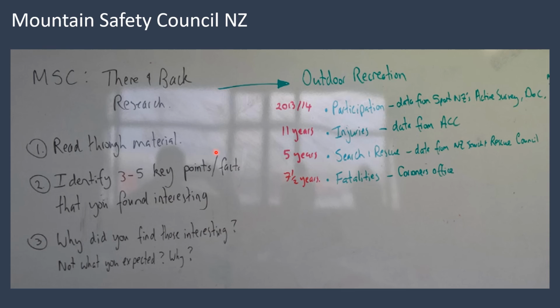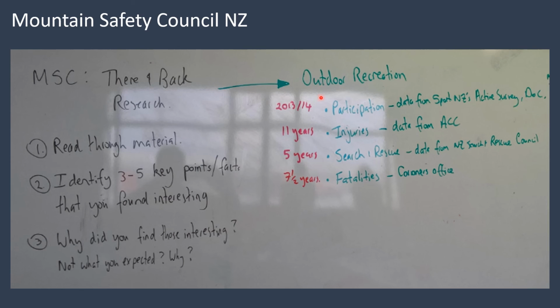In class, we broke into small groups with some of the material from There and Back, the Mountain Safety Council research. We got in small groups to look through one of the 5 different outdoor recreation activities they looked at, and try and pull out some key points that people in that group found interesting, and then why did you find it interesting.